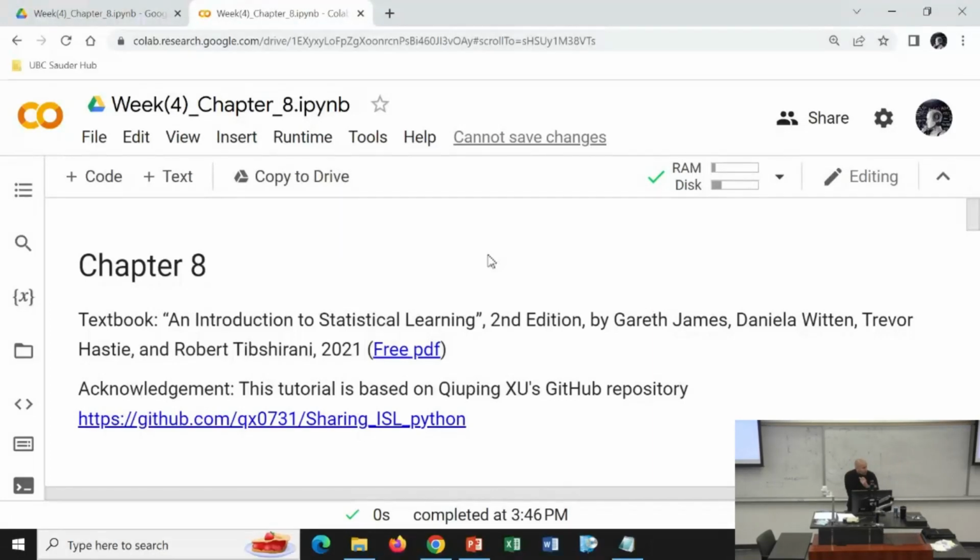Let's continue. So you have access to the code.